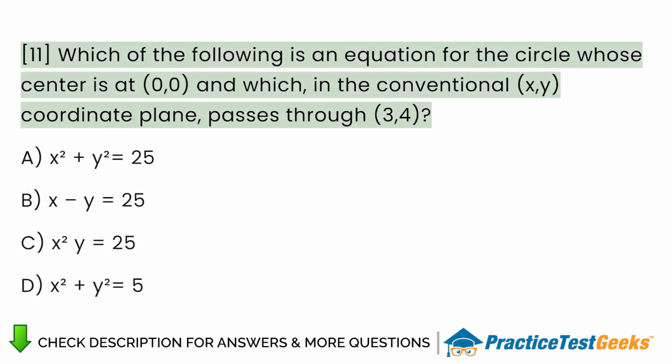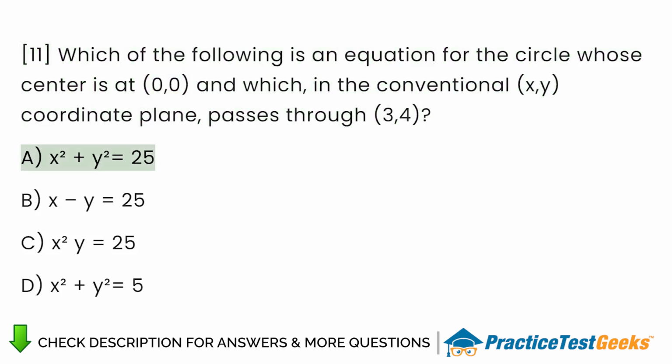Which of the following is an equation for the circle whose center is at and which, in the conventional coordinate plane, passes through? A. X superscript 2 plus Y superscript 2 equals 25. B. xy equals 25. C. x superscript 2y equals 25. D. x superscript 2 plus y superscript 2 equals 5.